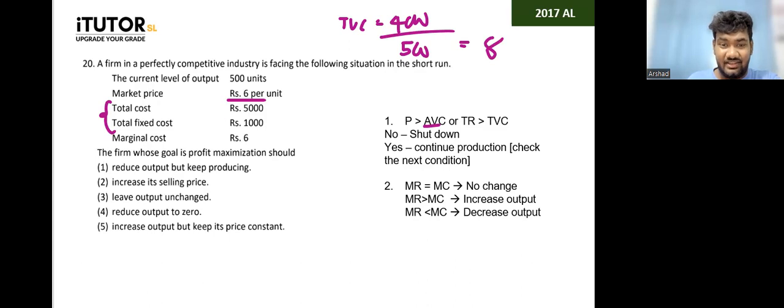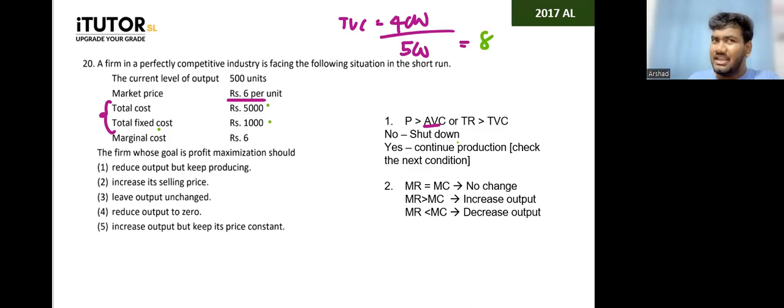Yes, how did I get 4,000? You must be lacking a little bit of basic knowledge. Total cost is the addition of fixed cost and variable cost. So total cost is 5,000, fixed cost is 1,000, so the variable cost is the remaining 4,000. That's how that 4,000 came. Okay. So this is 8.